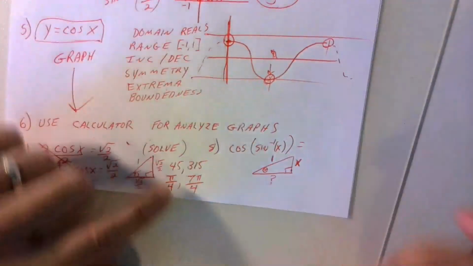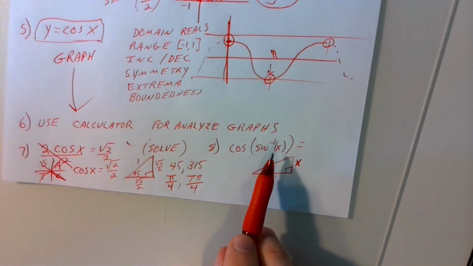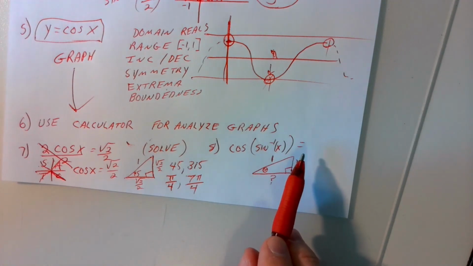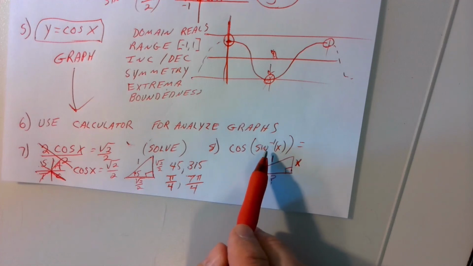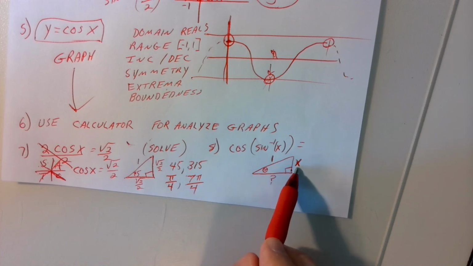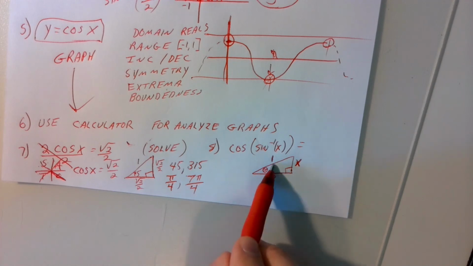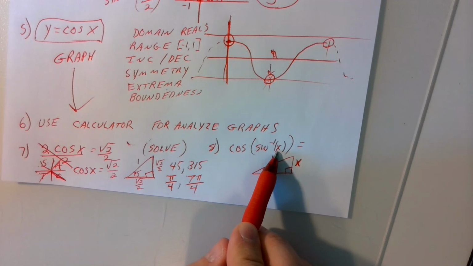And then the last one, these are a little tricky, but I think you can do this. So this is cosine of sine inverse of x. And we want to know what that equals. And we're like, what? So sine inverse of x means sine of what is equal to x. Well, the only way that sine can be x is if I let this angle theta, have this be x, right? Some unknown. And sine's opposite over hypotenuse. So opposite is x, hypotenuse is 1. So what's x divided by 1? X. So we know that that must be there.